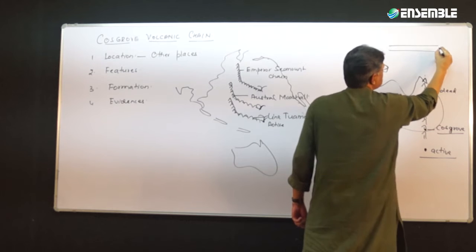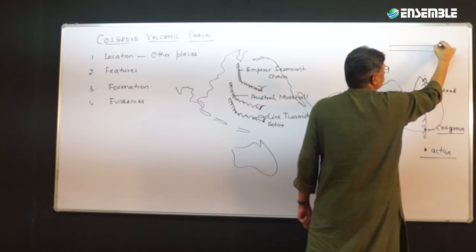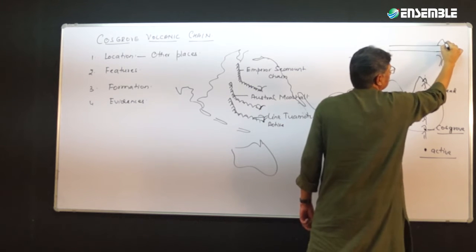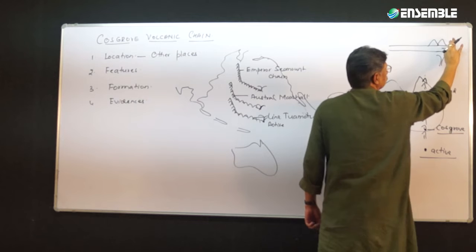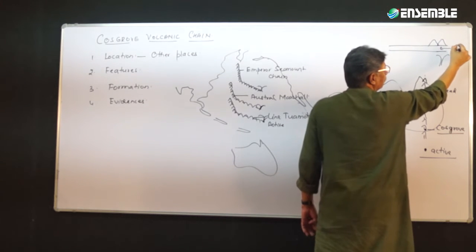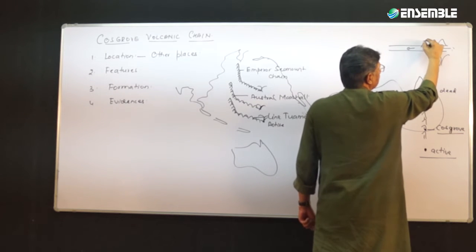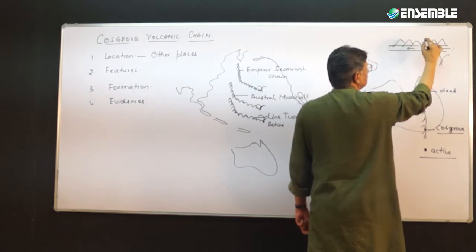That means there is a mantle plume beneath, and it leads to the formation of one volcano. Now, as the plate moves forward, the plume is left behind, leaving one dead volcano, then another comes up, then another comes up, then another comes up.